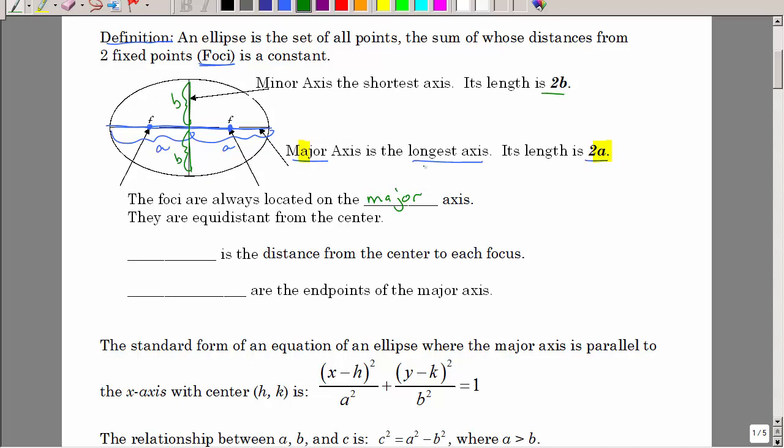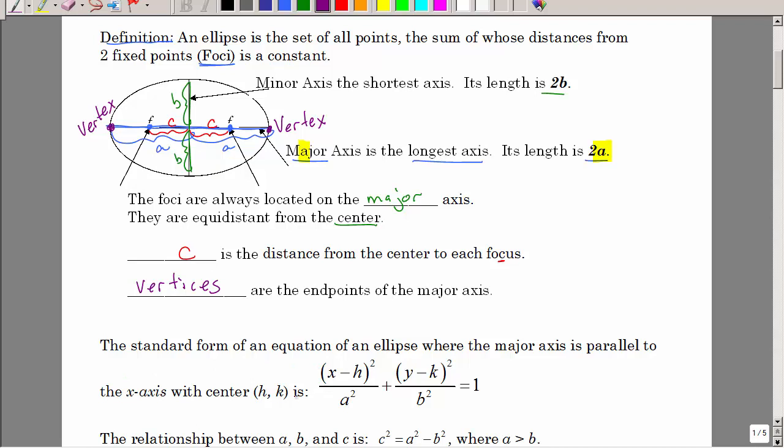That's going to become very helpful in our problems to follow. They are the same distance from the center, but we're going to label that distance. We're going to call it c. c is the distance from the center to each focus. Again, c is the distance from the center to each focus. What's the next part? What are the endpoints of the major axis? Well, that point and that point, that's a vertex. That is a vertex. And the plural of the word vertex, vertices. So vertices are the endpoints of the major axis.